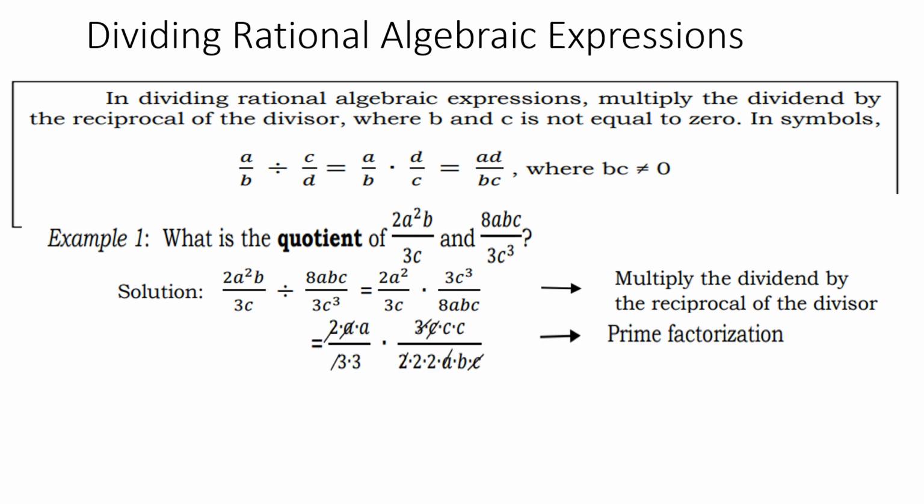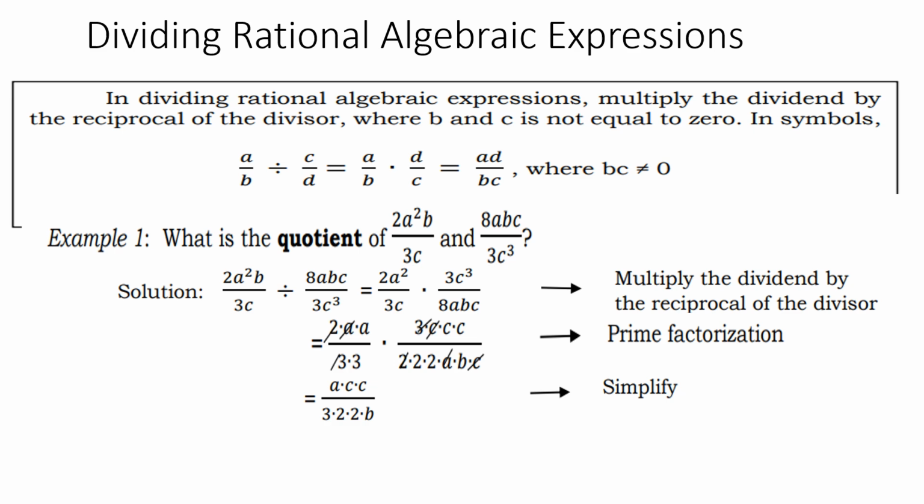The next step is we're going to prime factorize. Just like in multiplying rational algebraic expressions, we're going to factorize our numerator and denominator, and after which we are going to cancel out common terms. After canceling out, we're going to simplify by identifying what is left in the numerator and our denominator.